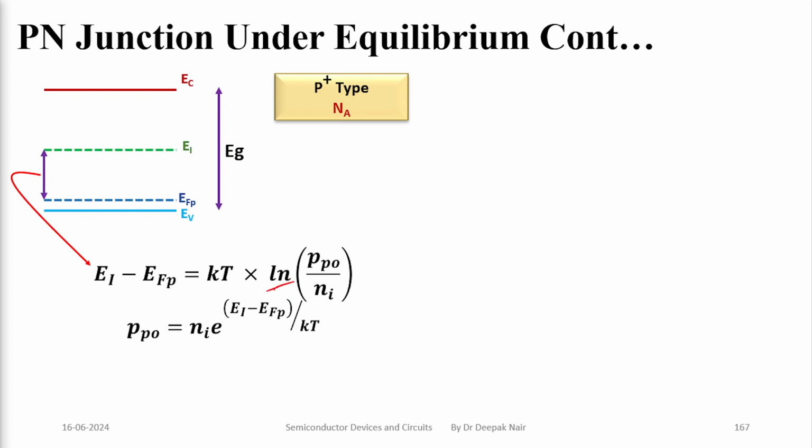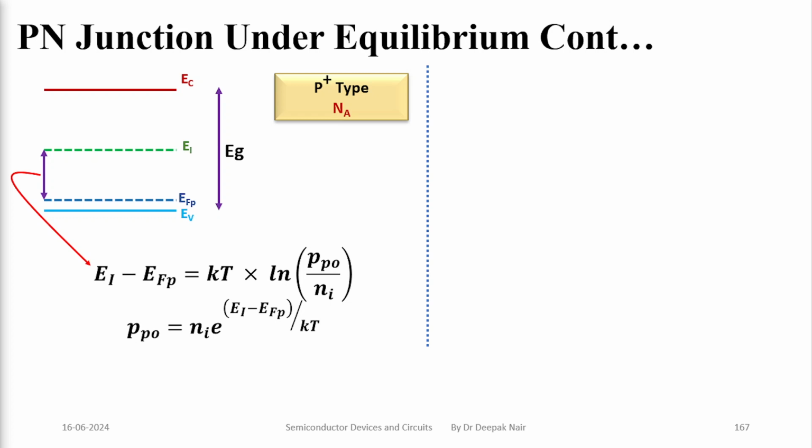Now to remove the natural log, we can take the exponential function and we can represent PP naught, or the number of holes in p-type material, as Ni, the number of carriers in intrinsic semiconductor, multiplied by e to the power EI minus EFP divided by KT.